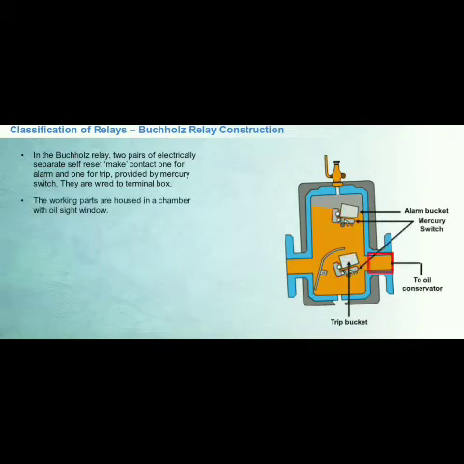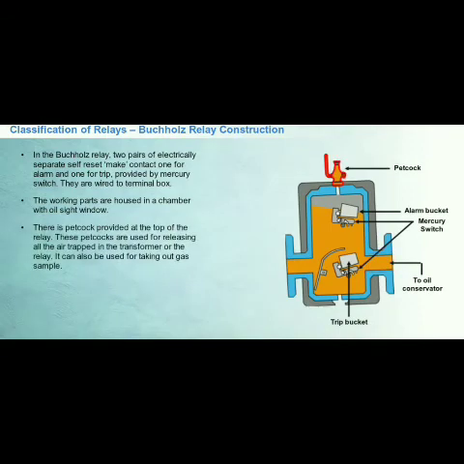The working parts are housed in a chamber with an oil sight window. There is a pet cock provided at the top of the relay. These pet cocks are used for releasing all the air trapped in the transformer or the relay. It can also be used for taking out a gas sample.